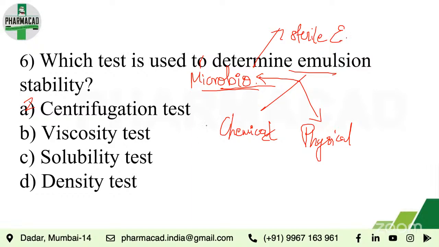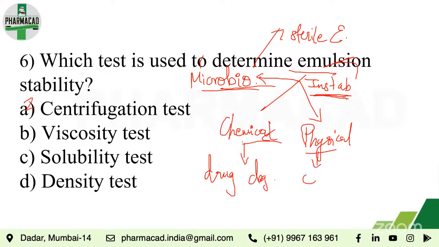So now you have physical and chemical instabilities. We are talking about instability issues. Instabilities in emulsions are majorly of two types, chemical and physical. Chemical instability is because of drug degradation. Physical instability is because of coalescence, cracking, or phase inversion. So now tell me, which test amongst these four will help you with all of these?